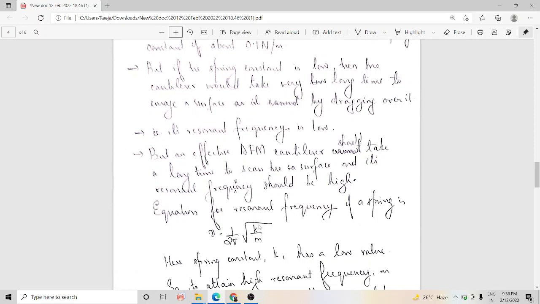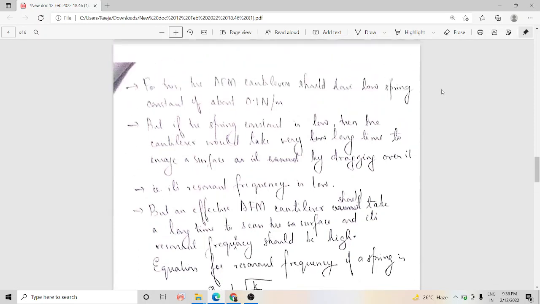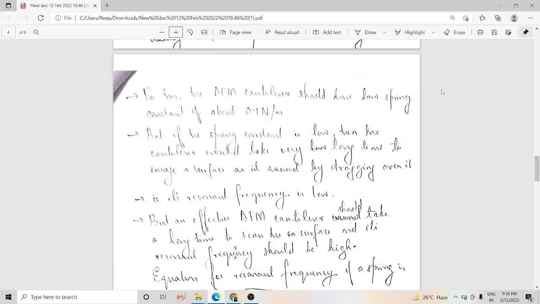If the spring constant is increased, the resonant frequency will increase. That means the time will become low. Within a short time, you can scan over the entire sample. But you cannot increase the spring constant. If you increase the spring constant, what will happen? The flexibility of your cantilever will be lost and it will destroy the surface of your sample.